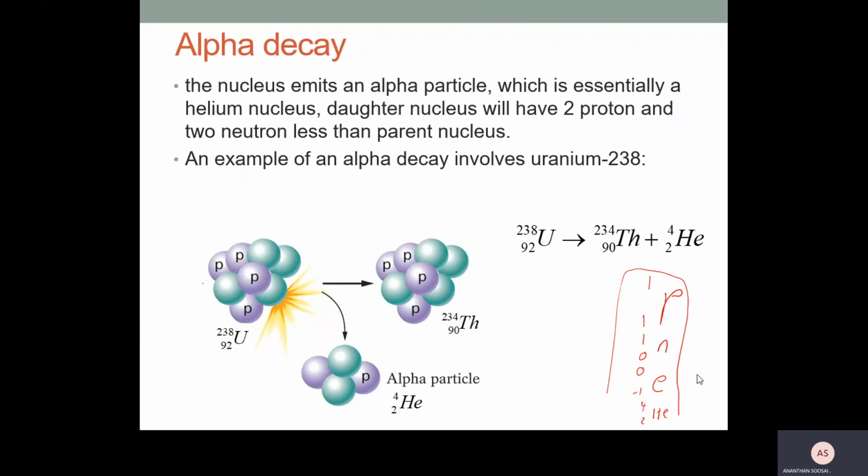Oh, gamma. Just the symbol. If only gamma comes out, just write here plus just gamma with 0, 0. No proton number, no nucleon number. If you don't put 0, 0 it's also fine. So just the gamma symbol.